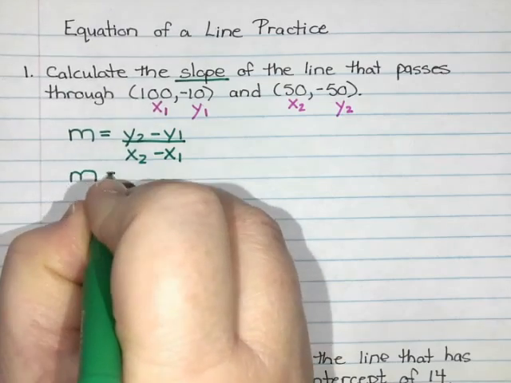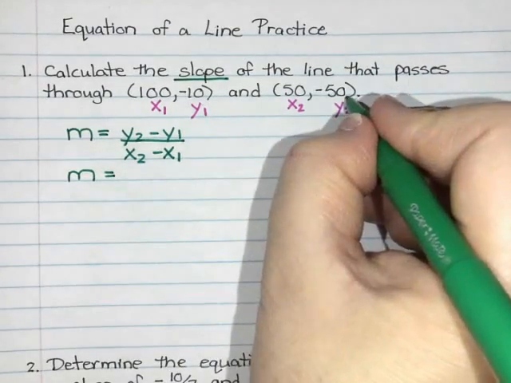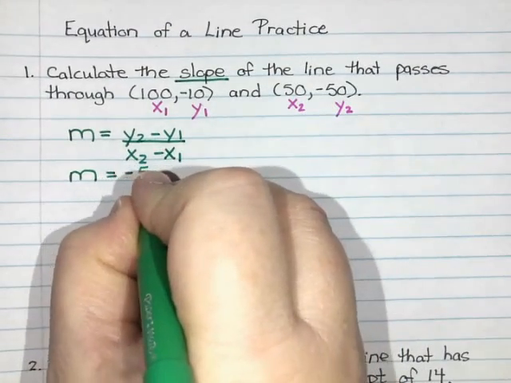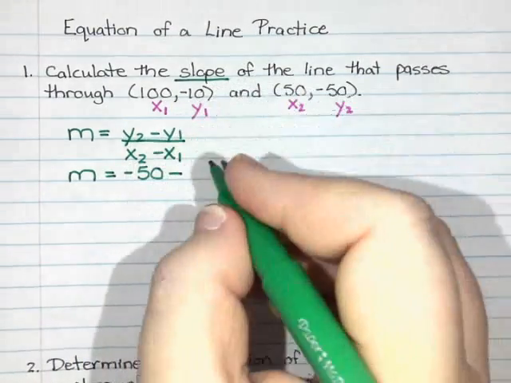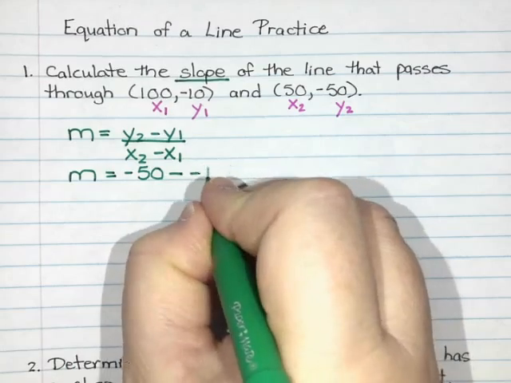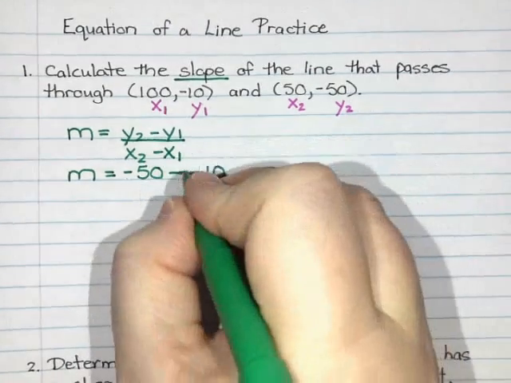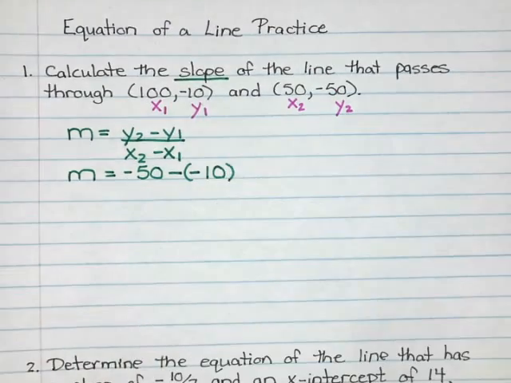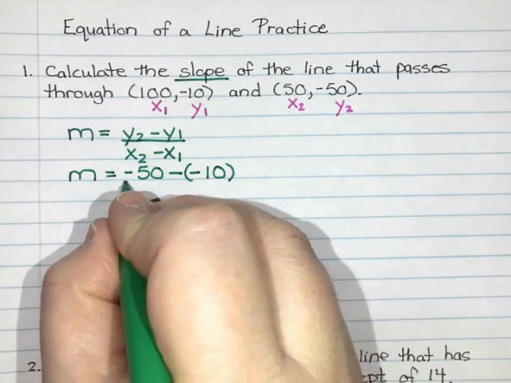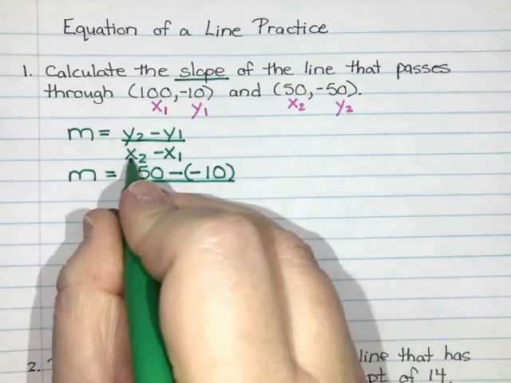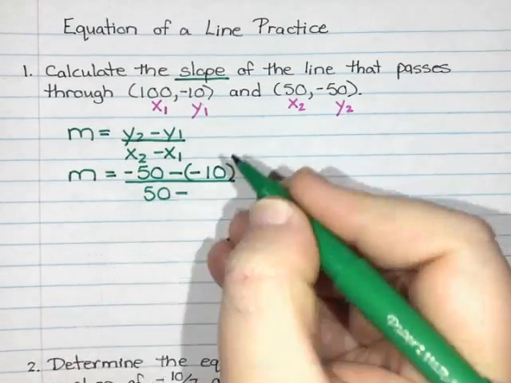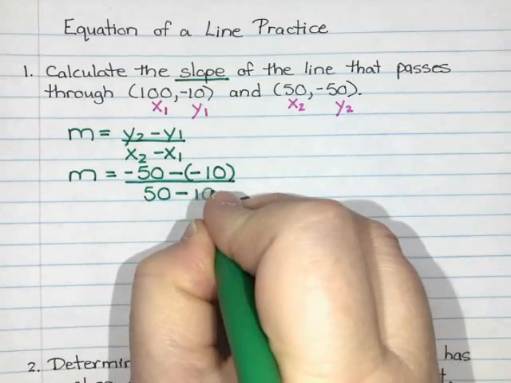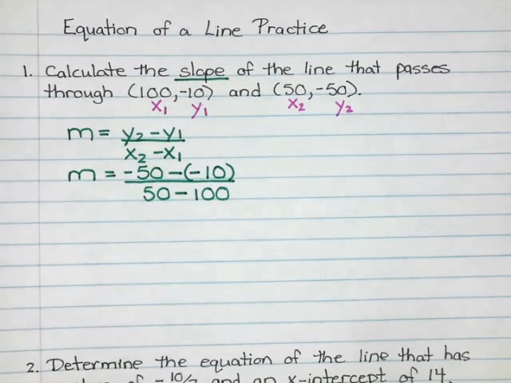So m equals y2, which is -50, take away y1, which is -10. I have to put that extra negative in for the 10, and then I'm going to put it in a bracket to show that I don't like having the 2 negative signs in a row. Okay, we are going to divide that by x2, which is 50, take away x1, which is 100.